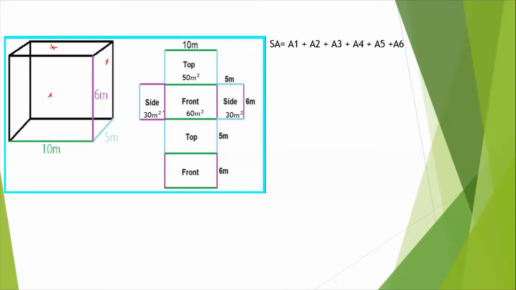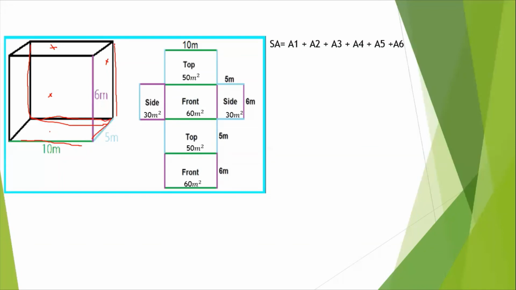Now we have the bottom part. We have here 10 times 5, that is 50 meters squared. And the last part, the one on the back, has the same measurement as its front, which is 10. 10 times 6, that is 60 meters squared.